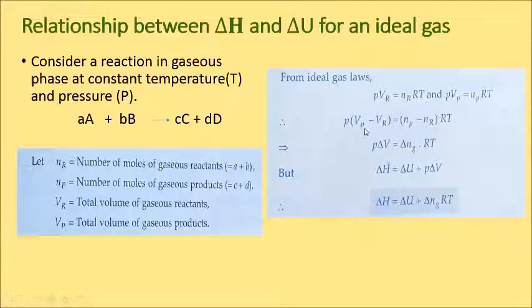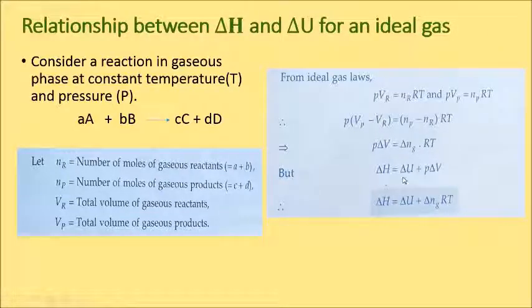What is this VP minus VR? It is the change in volume. So we can write P delta V. And nP minus nR is the change in number of moles of the gaseous phase. So we have written here delta ng RT.